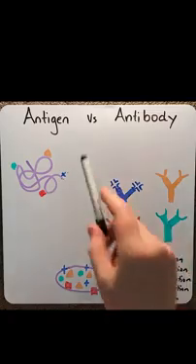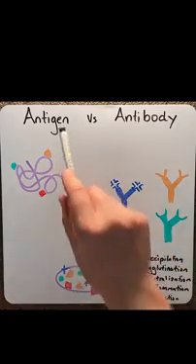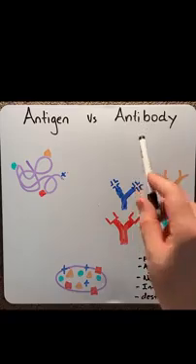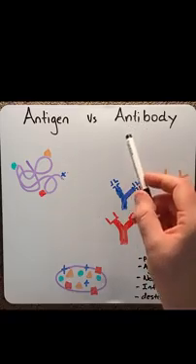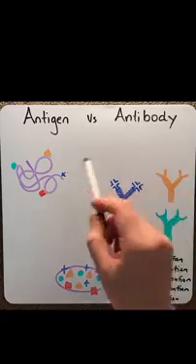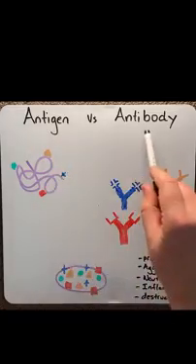In immunology, where we study the immune system, we will come across these terms: antigen and antibody. Now, for many of us, these are confusing terms. So in this video, we'll illustrate the differences between an antigen and an antibody.